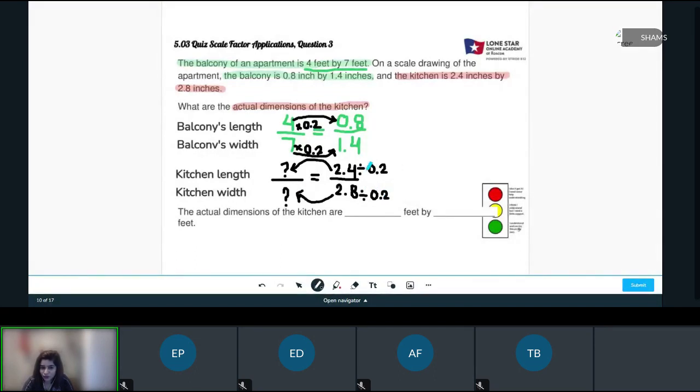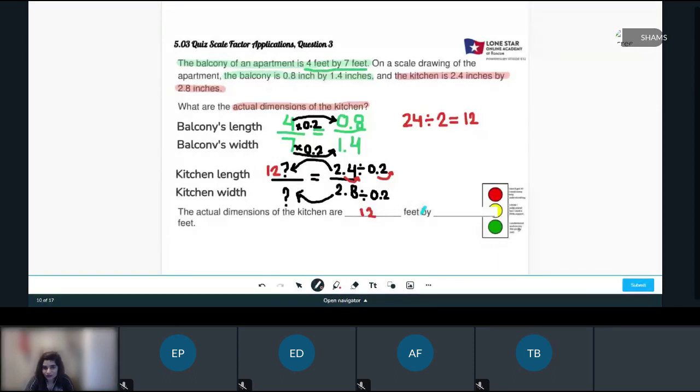And how do you divide 2.4 by 0.2? Honestly, nobody likes to handle decimals. What we can do is multiply 2.4 by 10 and think about 24. Then also multiply 0.2 by 10 and actually divide by 2. 0.2 times 10 is a 2. So basically you do 24 divided by 2. You get 12. So in this way, the actual length of the kitchen is going to be 12. The first blank, you can put in 12.